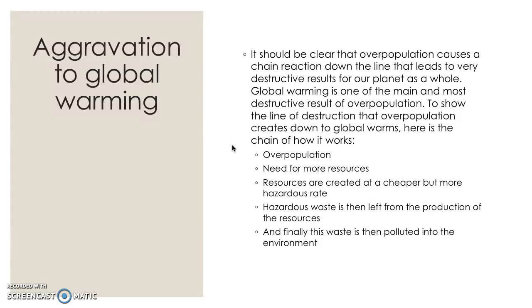To show the line of destruction that overpopulation creates down to global warming, here is the chain of how it works. It starts with overpopulation, then we have a need for more resources, and then resources are created at a cheaper but more hazardous rate, and then there is the hazardous waste that is left from the production of these resources. And finally, this waste is polluted into the environment.